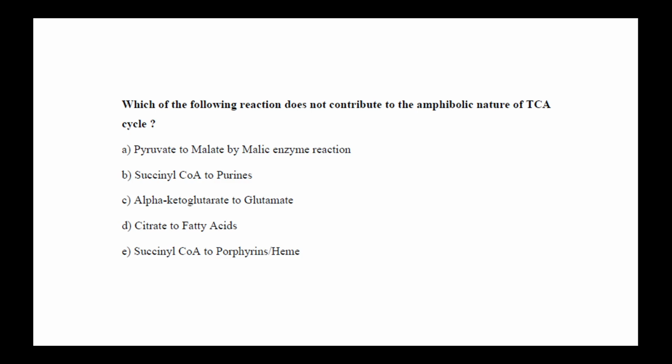First question is, which of the following reactions does not contribute to the amphibolic nature of the TCA cycle? Option A, pyruvate to malate by malic enzyme reaction. Option B, succinyl coenzyme A to purines. Option C, alpha ketoglutarate to glutamate. Option D, citrate to fatty acid. And option E, succinyl coenzyme A to porphyrins or heme.